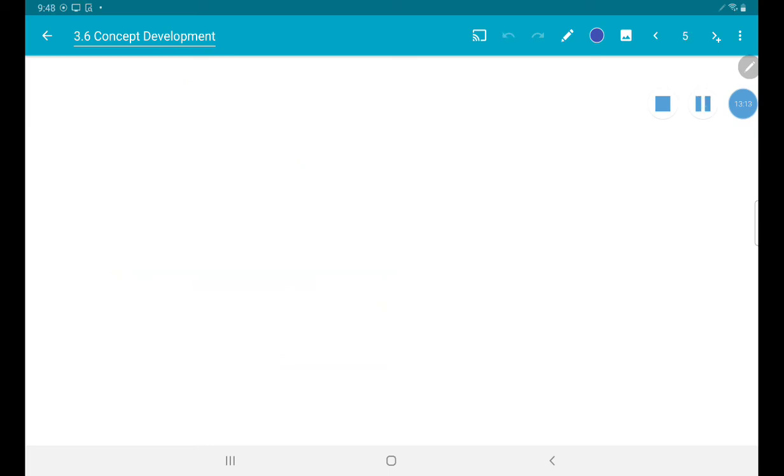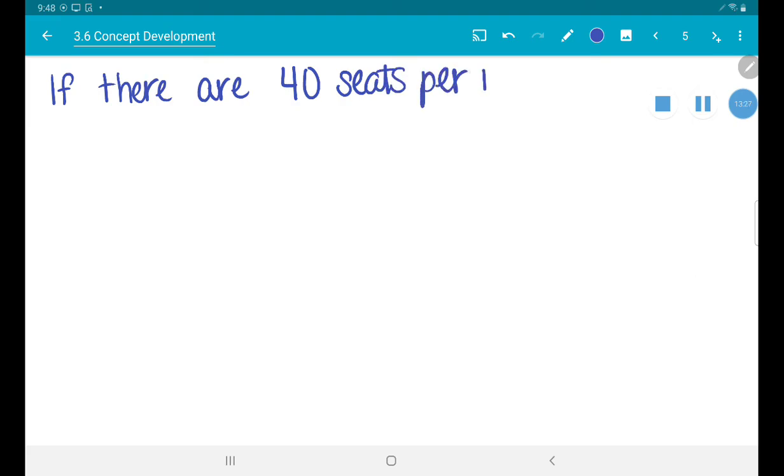All right, let's try another one. If there are 40 seats per row, what does the word per mean? The same? Or I forgot. There are 40 seats per row. I know what it means, but I don't know how to explain. It's like each. There's 40 seats in each row. Okay, so there's 40 seats per row, or 40 seats in each row.